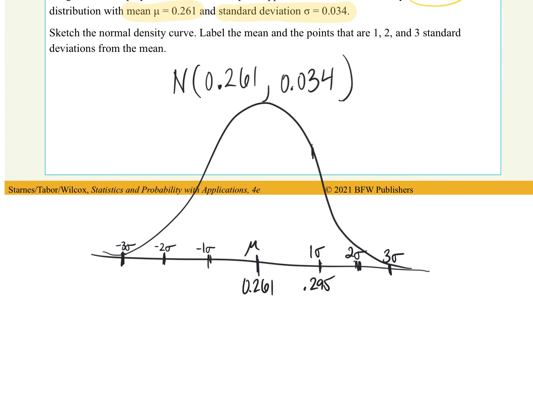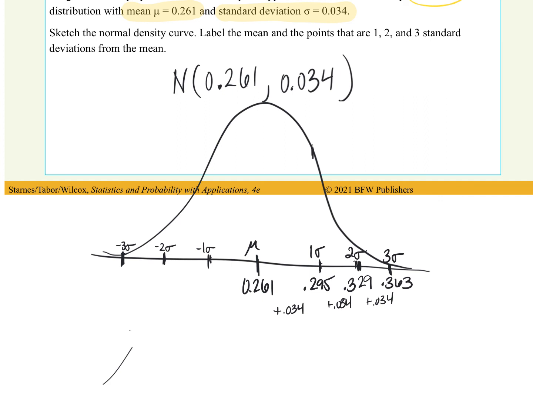Then add 0.295, 0.034 again, 0.329. I'm just adding 0.034, adding 0.034, and adding 0.034. 0.363. Now subtract it to get the numbers on the other side. Go ahead and do that.